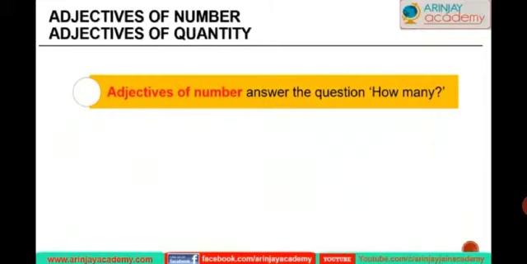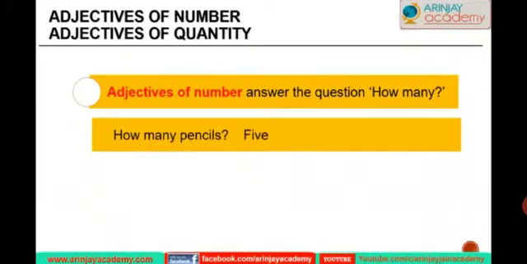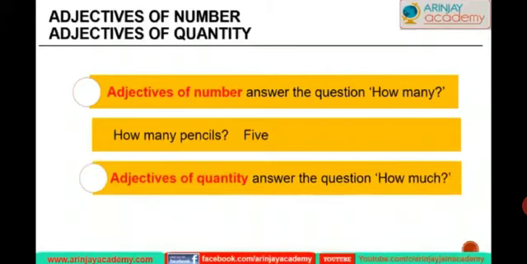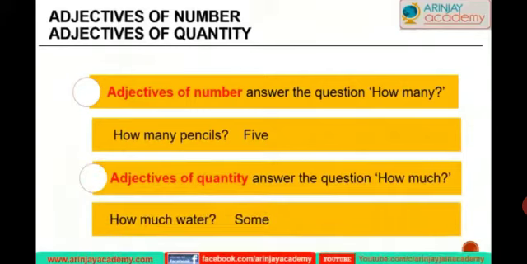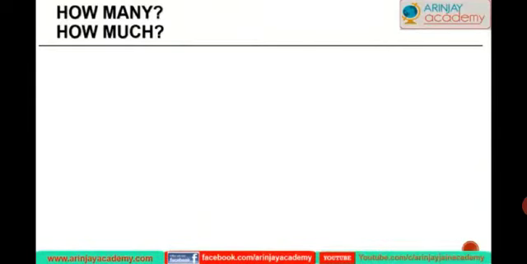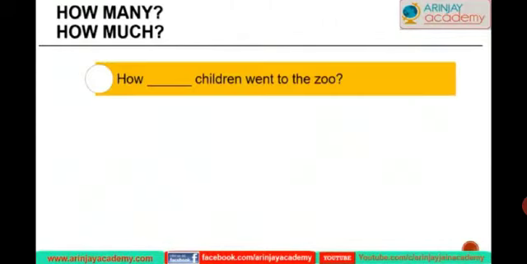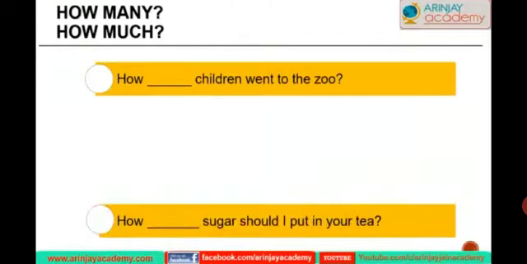Now, adjectives of number answer the question how many? How many pencils? 5. Adjectives of quantity answer the question how much? How much water? Some. Now, how many? How much? Again, we discuss. Here are some examples.